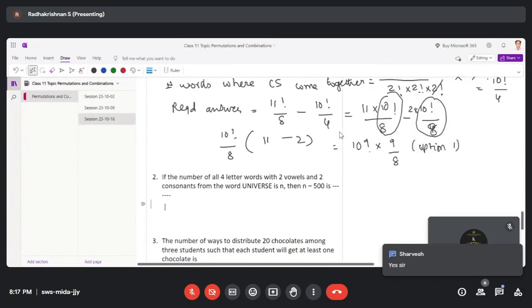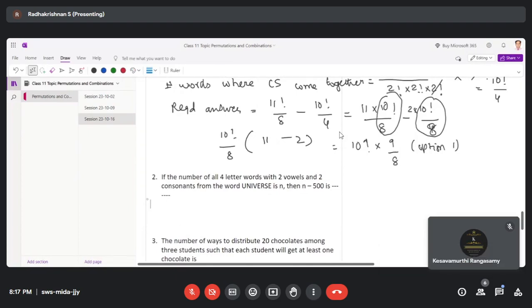Okay. Let's look at the next problem. If the number of all 4-letter words with 2 vowels and 2 consonants from the word universe is n, then n minus 500 is... So we have to count all the 4-letter words with 2 vowels and 2 consonants from the word universe. So how do we do this?